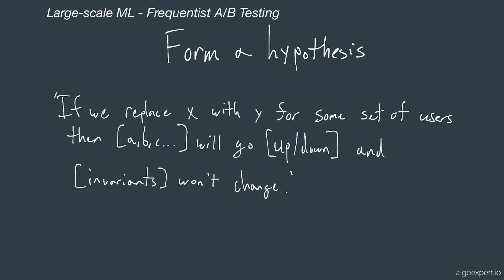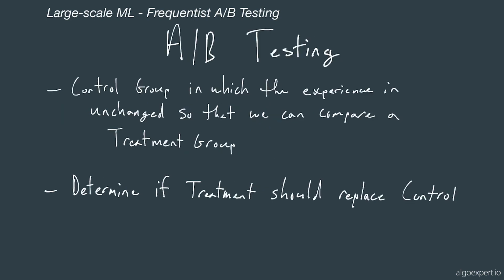A templatized hypothesis could look like this. If we replace some experience X with some new experience Y for some distinct set of users, again, this would be selecting which users are in the experiment, then the metrics A, B, C, or whatever dependent variables that we decided on, will go up or down, respectively, and some invariants won't change. Here, the invariants are something that we must hypothesize will not change based on the replacement of some experience with a new experience. So one way to test out our hypothesis is to use A/B testing.